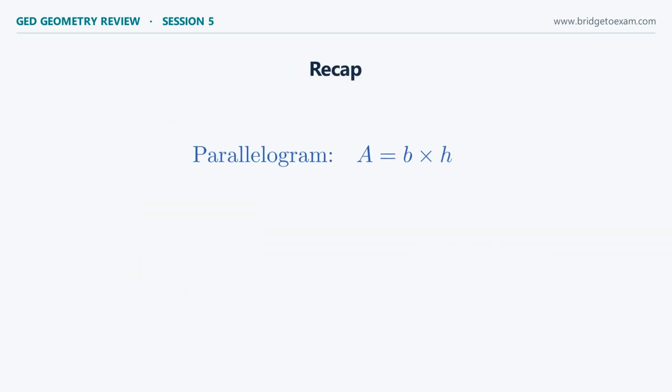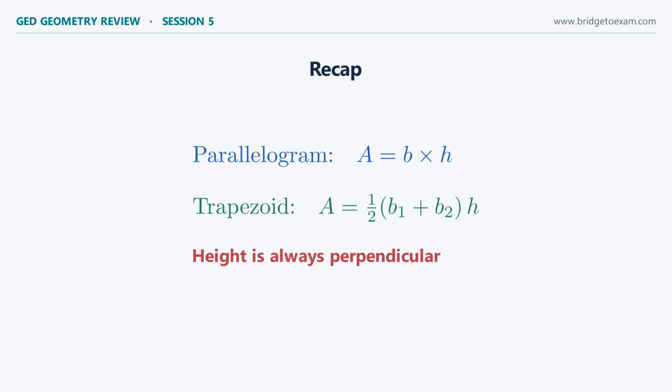So remember, a parallelogram is base times height, and a trapezoid is 1/2 the sum of the bases times the height. In both, the height is perpendicular. Average the bases for a trapezoid, and you are set.